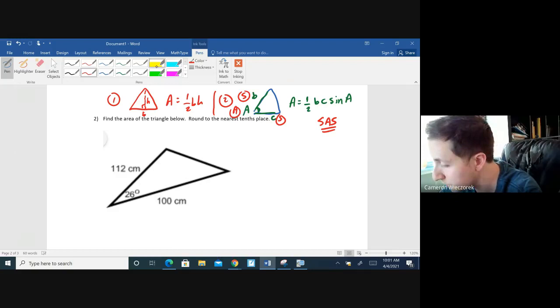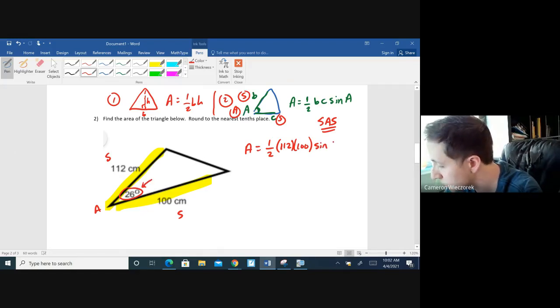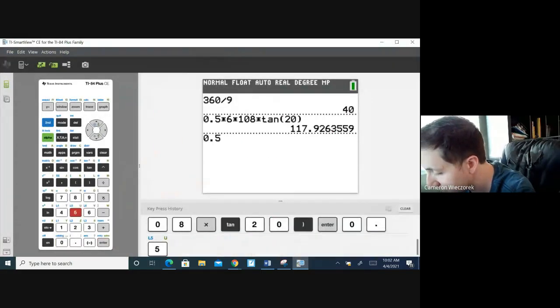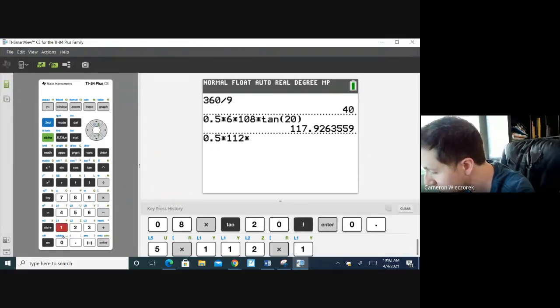So if you look at the picture I gave you, you have 2 sides, 112 and 100, and you have an angle squeezed between them, 26. Side, angle, side. So we can use the formula. It's 1/2 the product of those sides, 112 times 100, times the sine of the angle squeezed between them. Sandwiched between those 2 sides is a 26-degree angle. And like I did in the last problem, I'm going to use 0.5 instead of typing in 1/2. It's just easier to type on the calculator. 0.5 times 112 times 100 times the sine of 26.